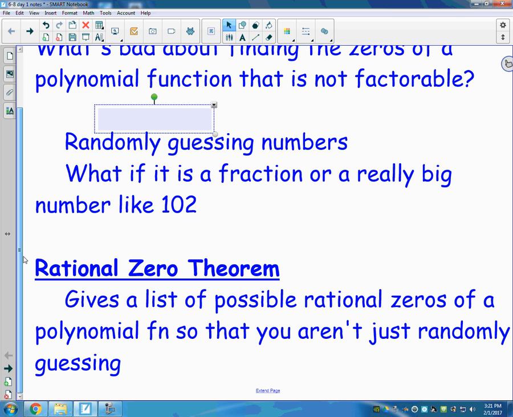And it's something called the rational zero theorem. And this gives you a list of possible rational zeros. And so what we're going to call these, and what everyone calls these, possible rational zeros, we call these PRZs.